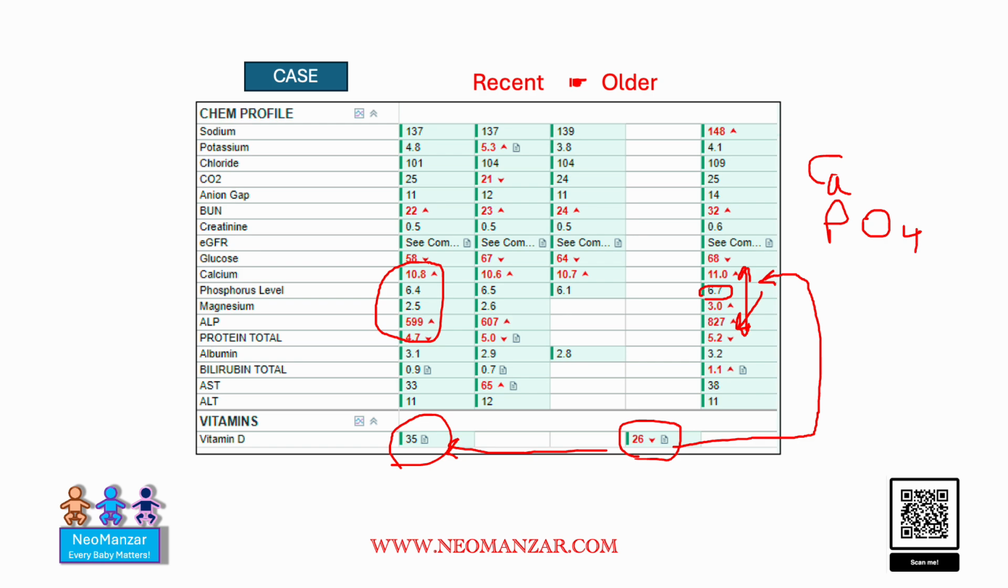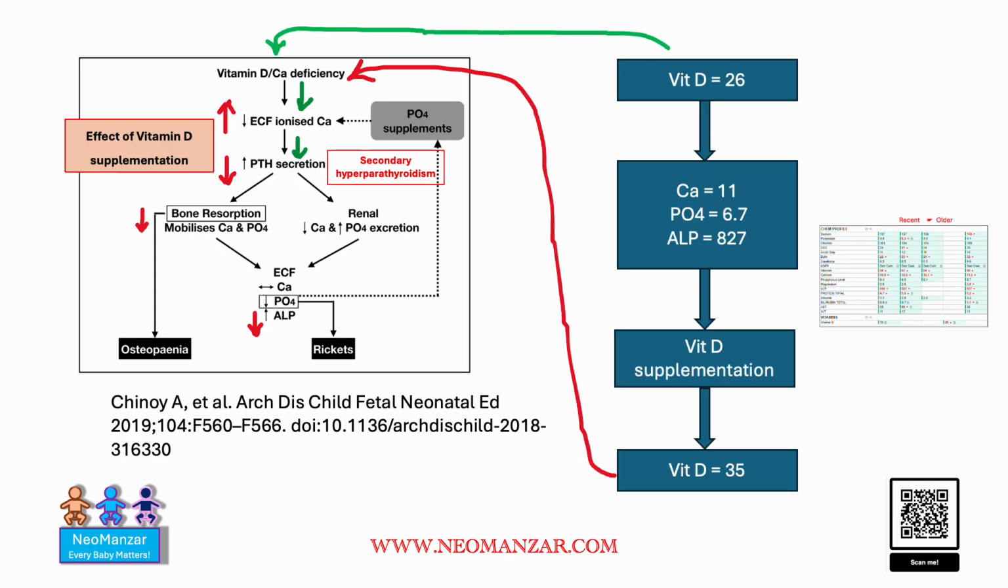So for example, let's go with this. This is the case, like we said, look at the level here, because the phosphate was low and the baby was not on phosphate supplement. So it's an easy fix. We started vitamin D, the vitamin D ultimately did the magic here, and you can follow the red arrows and see what happens.